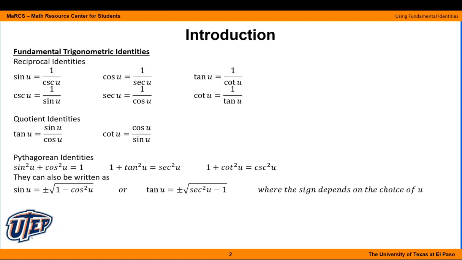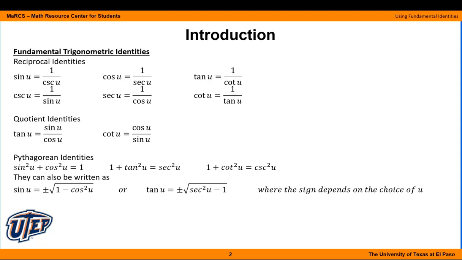Let's begin by reviewing the fundamental trigonometric identities. The first group is the reciprocal identities. These tell us that sine and cosecant are reciprocals of one another. Cosine and secant are reciprocals, and tangent and cotangent are reciprocals. The second group is the quotient identities. These express tangent as sine divided by cosine, and cotangent as cosine divided by sine.